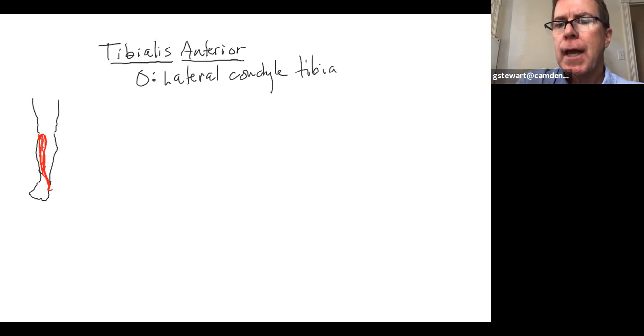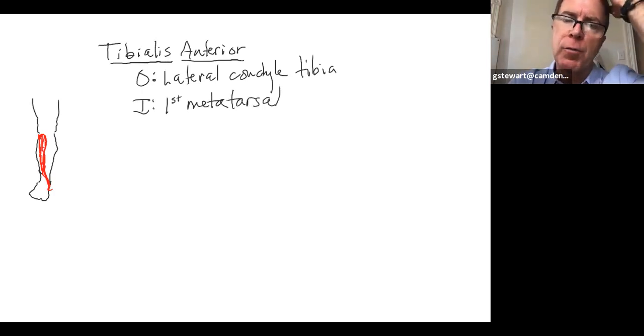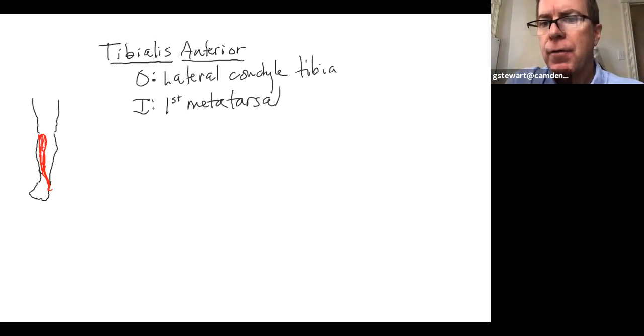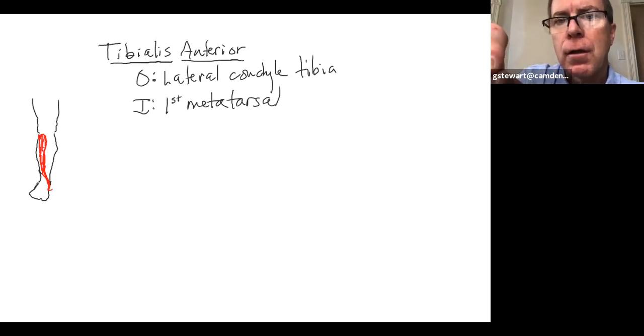So the origin is the lateral condyle of the tibia. The insertion is the first metatarsal. Remember, the metatarsals are the first set of long bones after our ankle bones, the tarsals. So if I were to draw the long bones in the foot like this, the first metatarsal goes down. It's the long bone in the solid portion of our foot that goes toward the big toe.